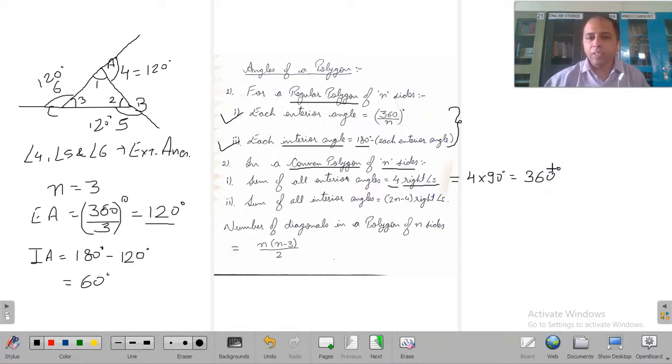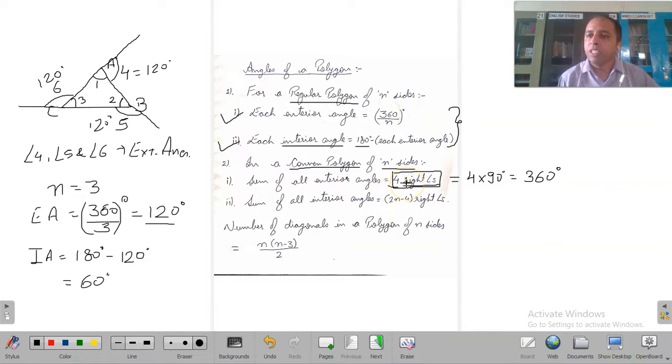Now you can see that in this formula there is no n. There is no application of n. n is the number of sides. In this case we have exterior angle equals 360 degrees upon n. That means for different values of n, the value of the exterior angle will be different, and accordingly the value of the interior angles will also be different. But here we do not have any value n.